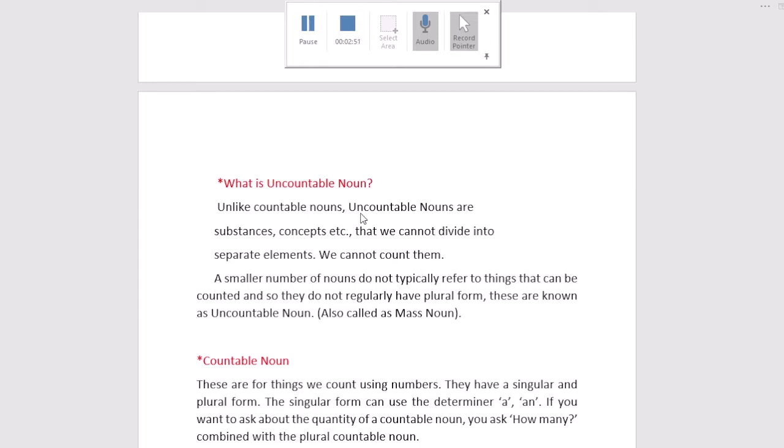அதுக்கு என்ன அர்த்தம்னா, these uncountable nouns are substances and concepts. Okay, and that cannot be divided and separated. தனித்தனியா பிரிச்சு எடுக்க முடியாது. We cannot count them. அப்படின்னா என்ன அர்த்தம் அப்படின்னு சொன்னா, we cannot count them. நம்மளால அதை கவுண்ட் பண்ண முடியாது.